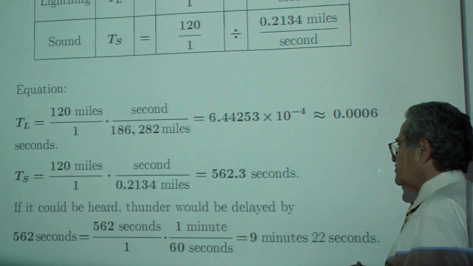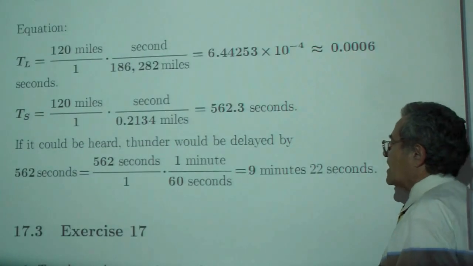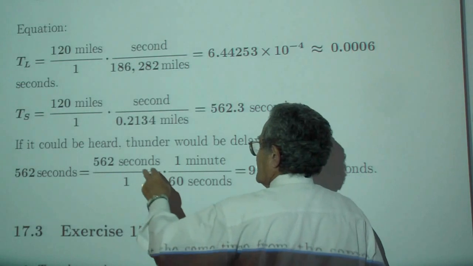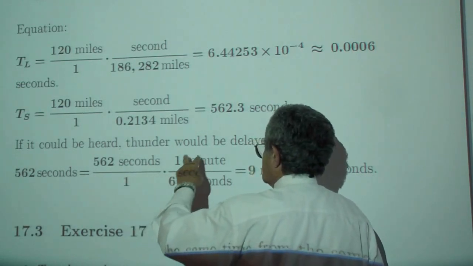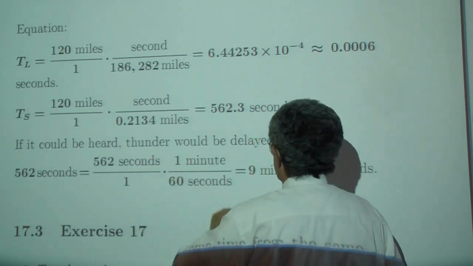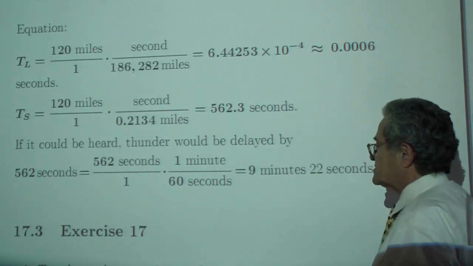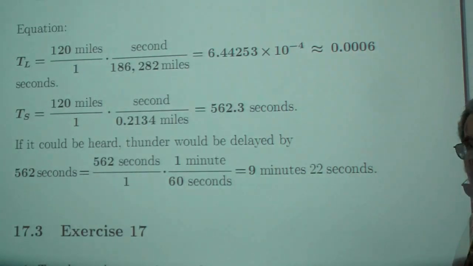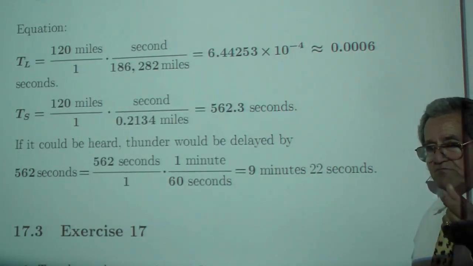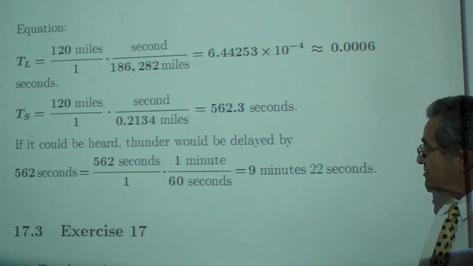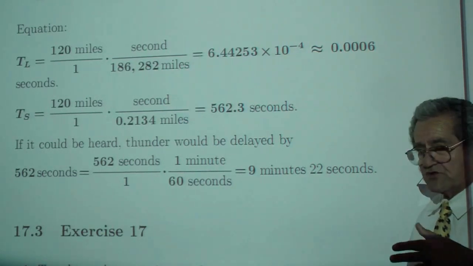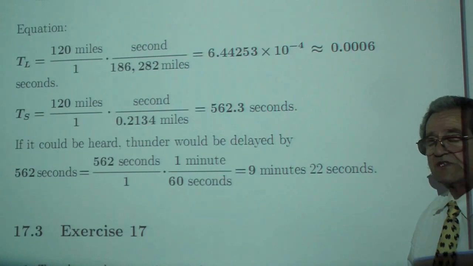If it could be heard, the thunder would be delayed by 562 seconds, which I convert to minutes, the seconds drop out, about 9 minutes and 22 seconds. So lightning you see bang, and sound you hear 1, 2, 3, 4, 5, 6, 7, 8, 9 seconds later.